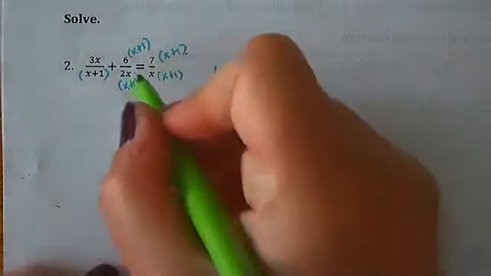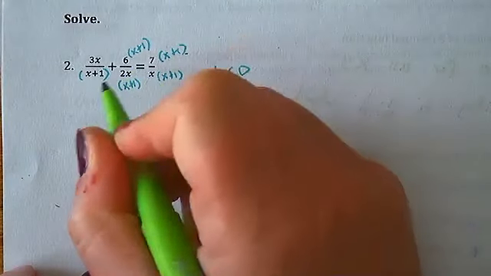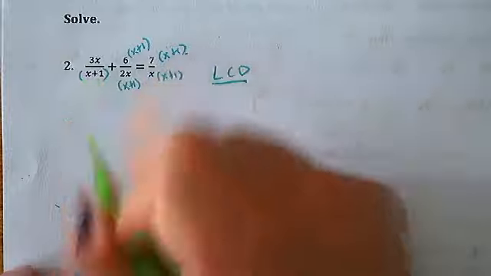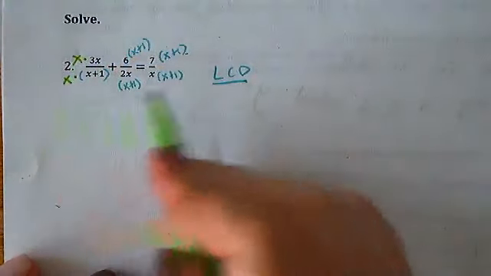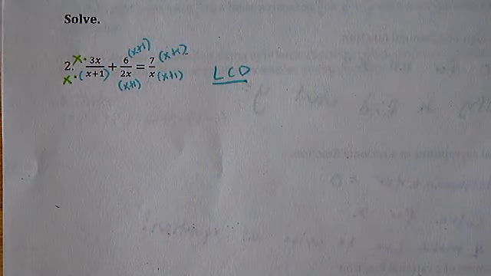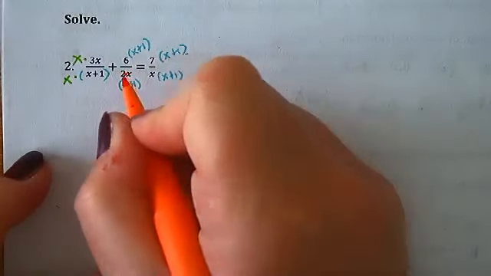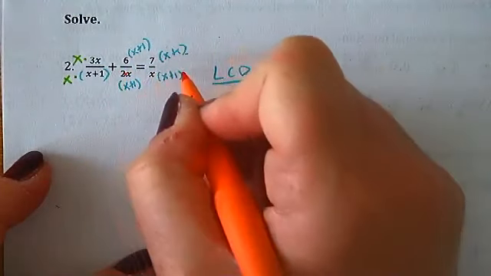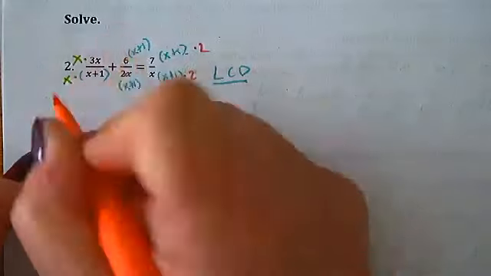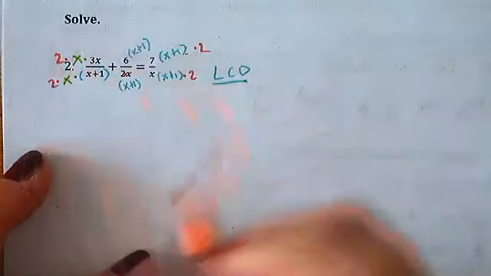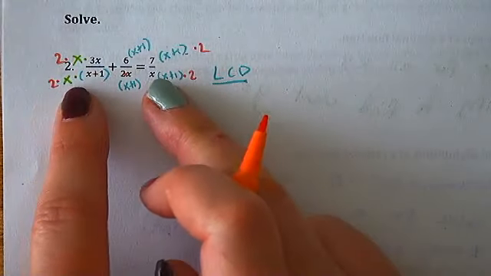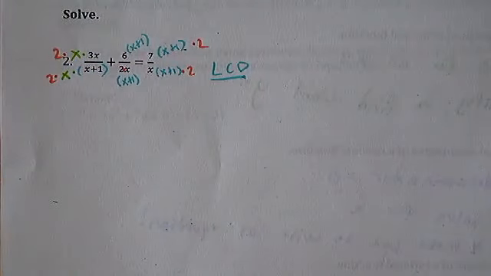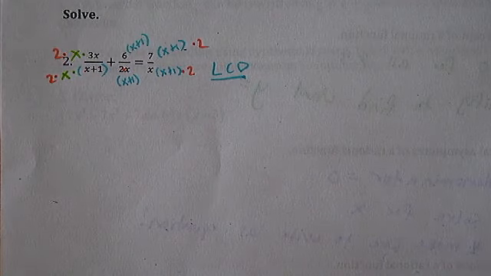If you notice, this guy has an x, this guy has an x, this guy doesn't. So we're going to multiply top and bottom by x. Now all 3 denominators have an x. And there's one final thing that each denominator doesn't have, and that's this times 2. So this guy needs to be multiplied by 2 top and bottom, and so does this guy. Now as you can see, all 3 denominators have a 2, an x, and an x plus 1. And what is that magic trick that we can do?